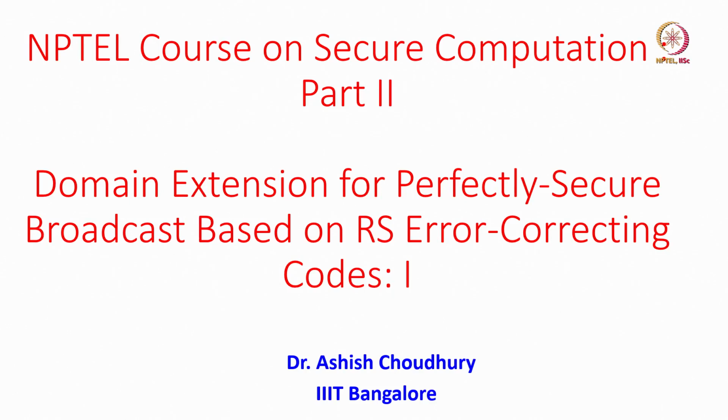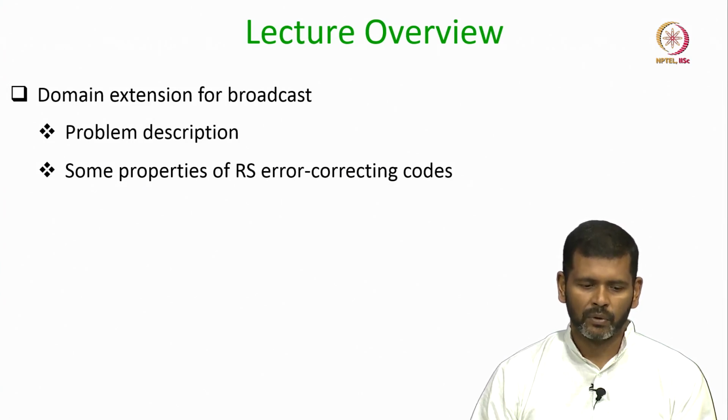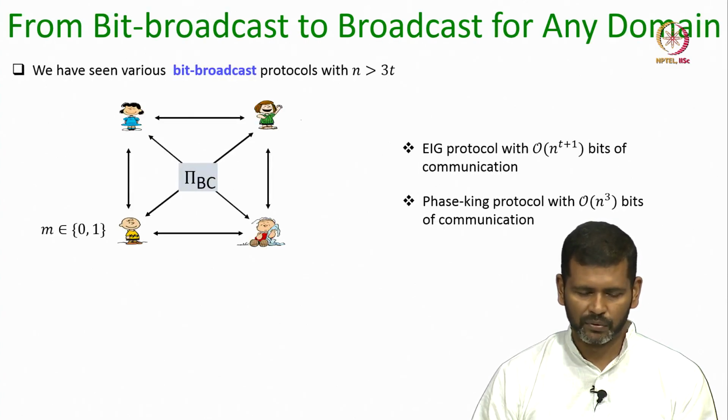So, for the next few lectures we will be focusing on domain extension for perfectly secure broadcast. Earlier we had seen domain extension for Byzantine agreement, namely the domain extension by Turpin and Coan, and at that time I promised that later on we will see a more efficient domain extension protocol. So, we will now see the more efficient domain extension based on the properties of Reed-Solomon error correcting codes. We will start with the problem description, and before going into the exact protocol for domain extension, we will see some additional properties of Reed-Solomon error correcting codes which will be useful.